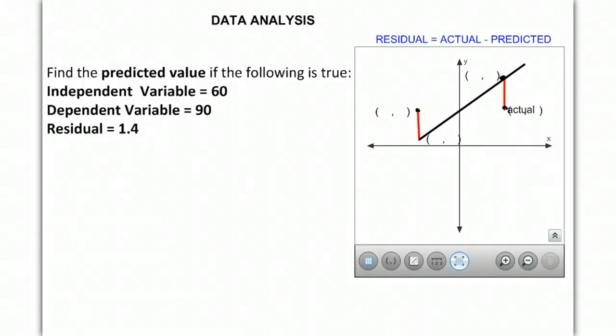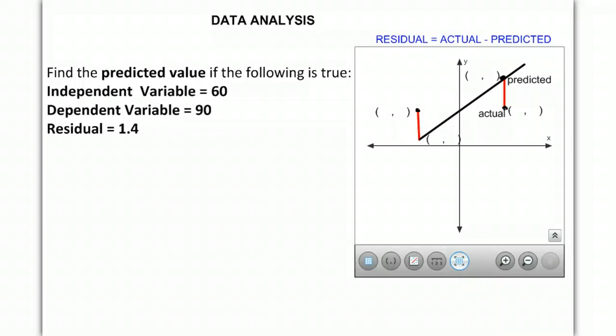It's the actual data point. I'll just put the word actual right next to it. We don't know what its coordinates are yet, but that is where the point is. The predicted value is the point directly above it with the same x value on the best fit line. So we'll put predicted just over here, and that's our predicted value. Predicted value is always what the best fit line predicts. The actual value is the actual data point that has been measured.